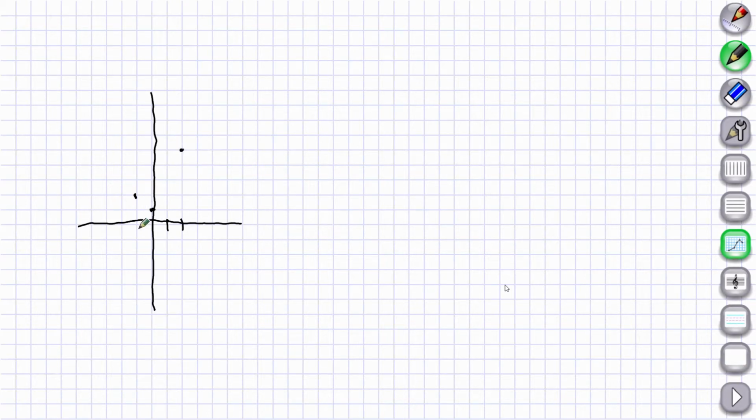Okay. It's kind of a crude drawing, but okay, so we have this curve, and let me give you the curve.